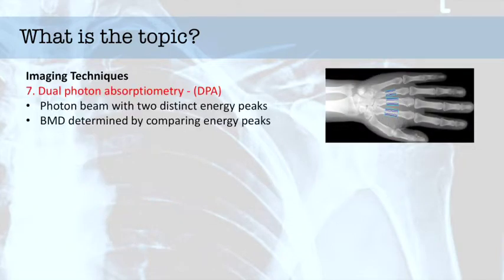Dual photon absorptiometry uses a photon beam with two distinct energy peaks, one which is absorbed more by soft tissue and the other by bone. BMD is determined by comparing transmission of the two separate photoelectric energy peaks, which is commonly emitted by gadolinium-153.